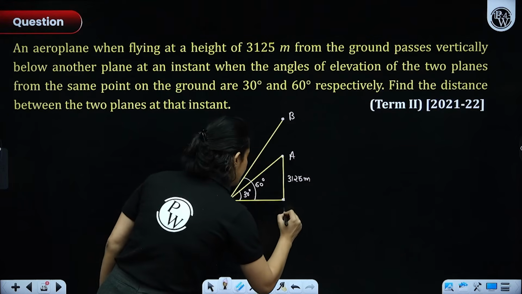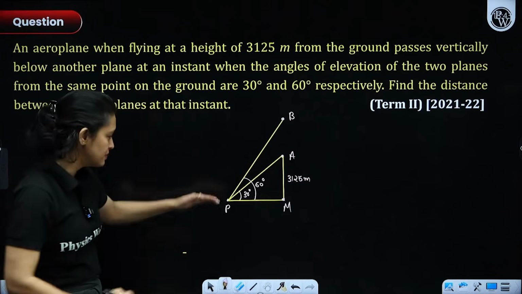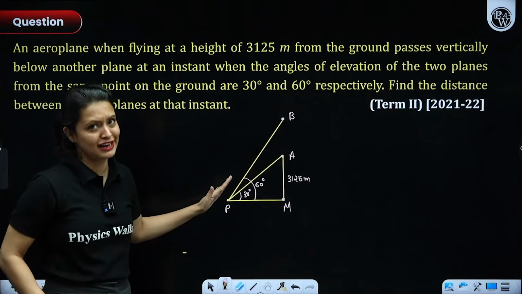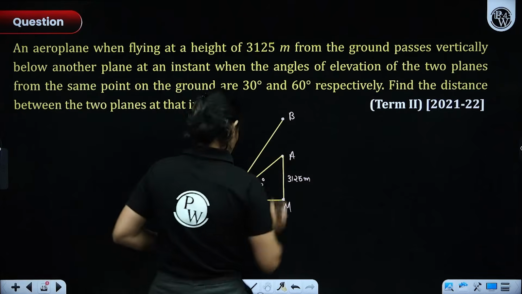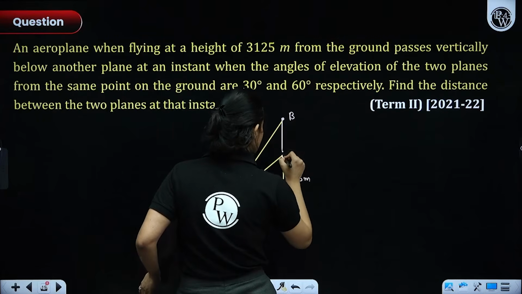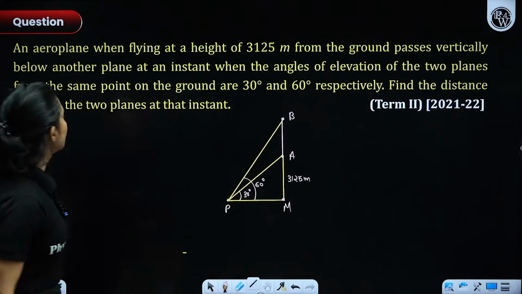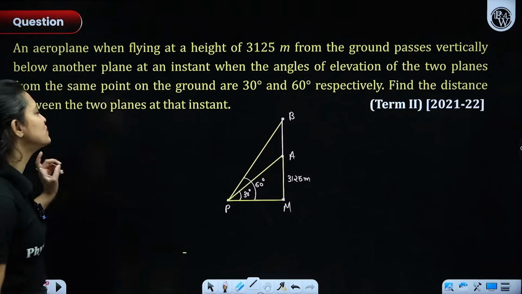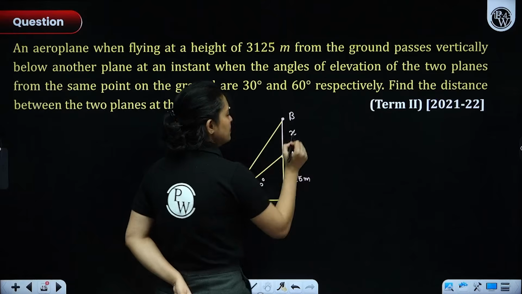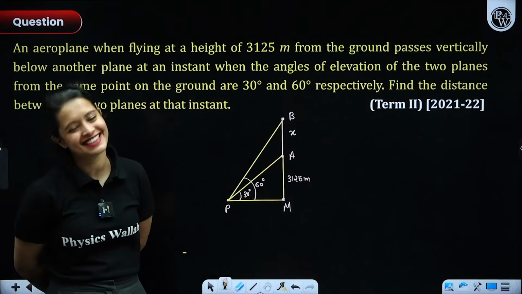Okay? PM is the horizontal. PM is the horizontal. AP is one line of sight. BP is another line of sight. Okay? And now, obviously, let's make this one also here. Okay? We have to figure out what? We have to figure out the distance between the planes at that instant. So, we have to figure out AB. And I'll take it as x.